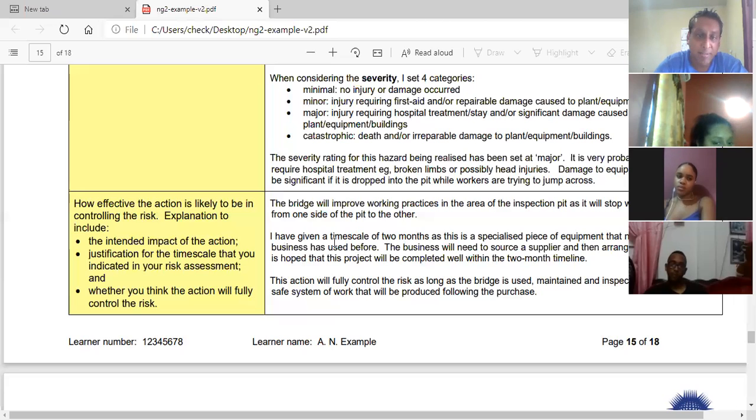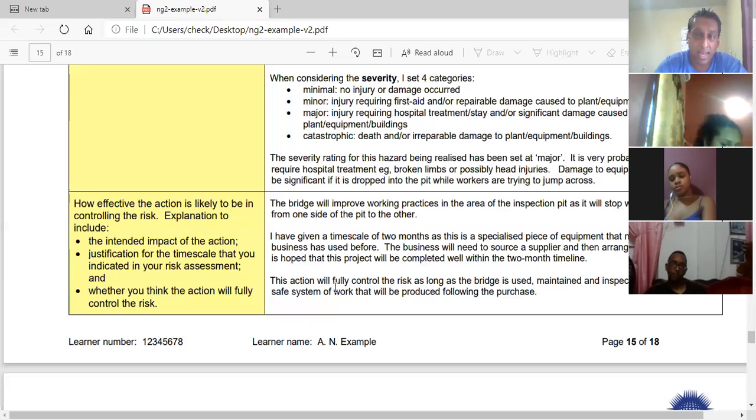So I have given a time scale of 2 months. This is how it was on the table. As this is a specialized piece of equipment that nobody in the business has used before, the business would need to source a supplier and then arrange a delivery date. It is hoped that this project will be completed well within the 2 months timeline.